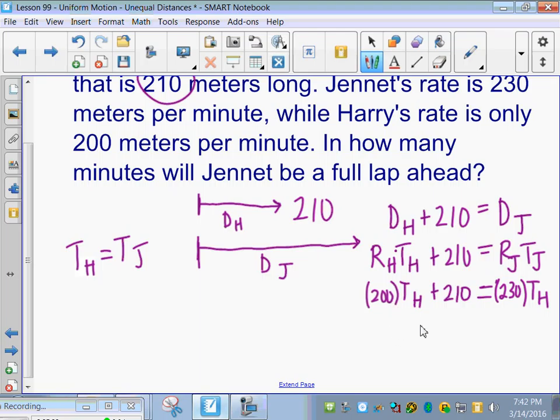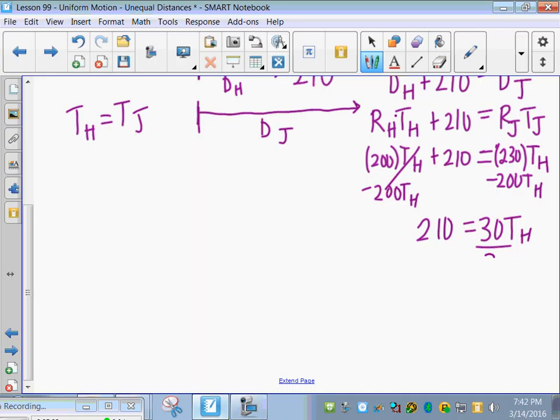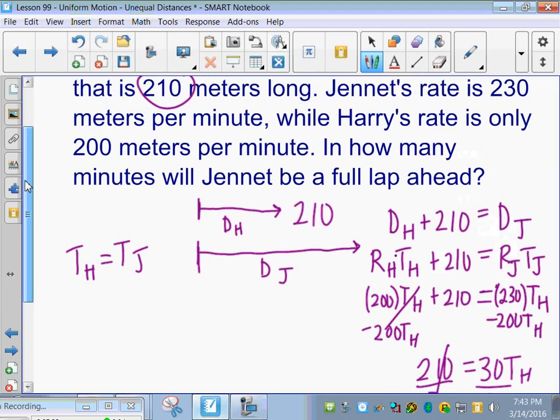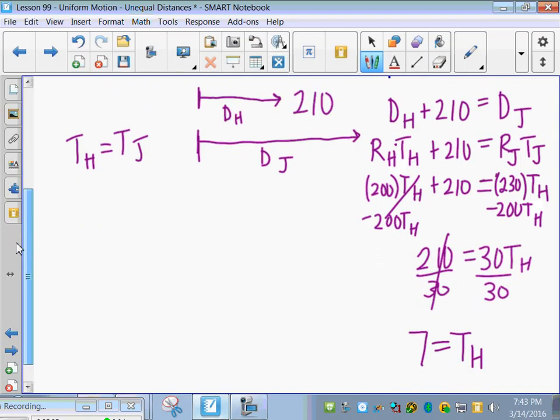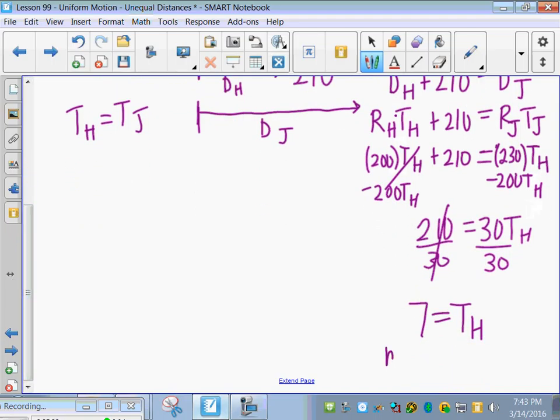All right, so I have 200 TH. I'm going to subtract this one so I have like terms. Let's subtract 200 TH from both sides. So I have 210 equals 30 TH. And let's divide both sides by 30. And we get 7 for our time. So let's see what the question actually asked. In how many minutes will Jeanette be a full lap ahead? So the time for both, they're equal times, so it is 7 minutes.